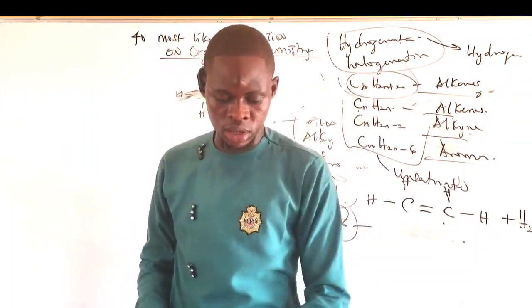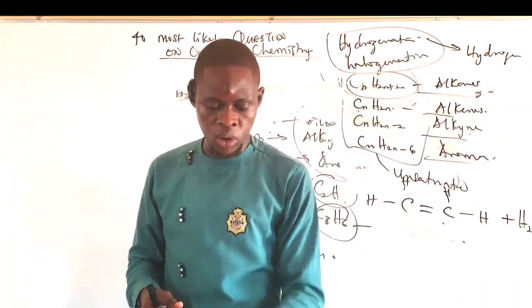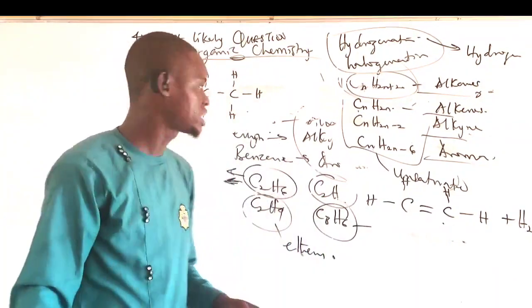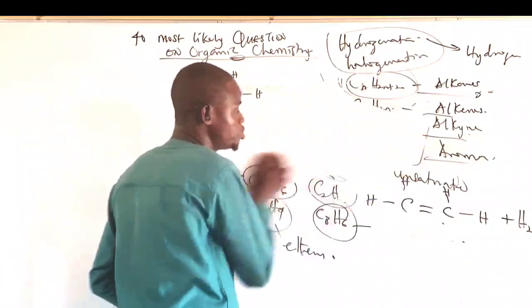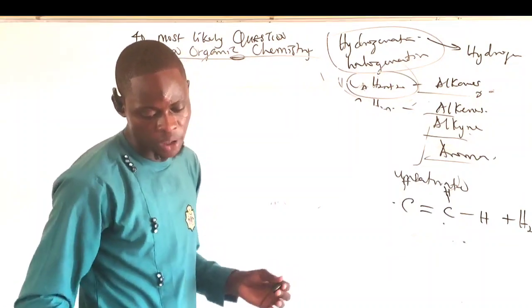Let's take a look at our options. Catalytic hydrogenation of alkenes produces a compound with the general formula. Now take a look at something here. They want to confuse you. That's why they put these general formulas, to know if you really understand. Compound with the general formula.